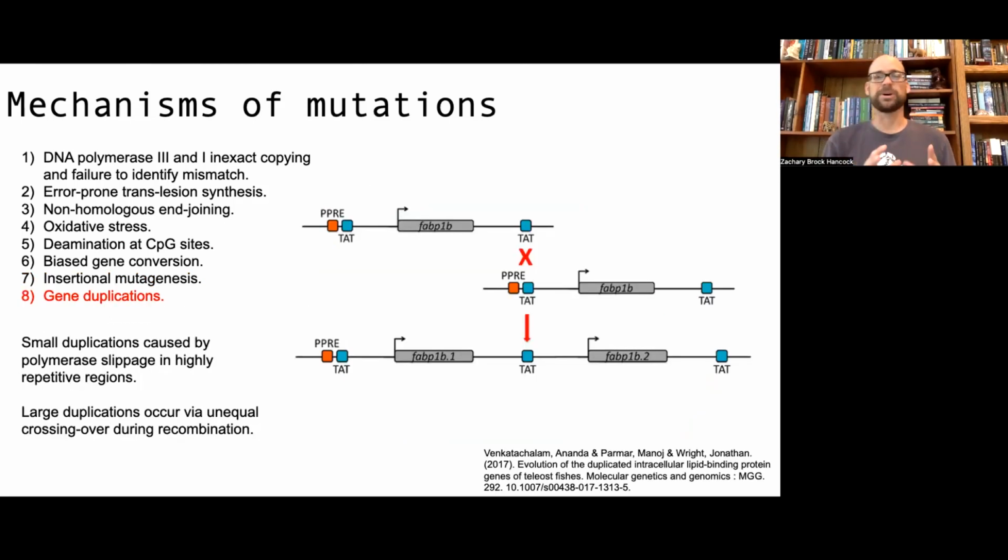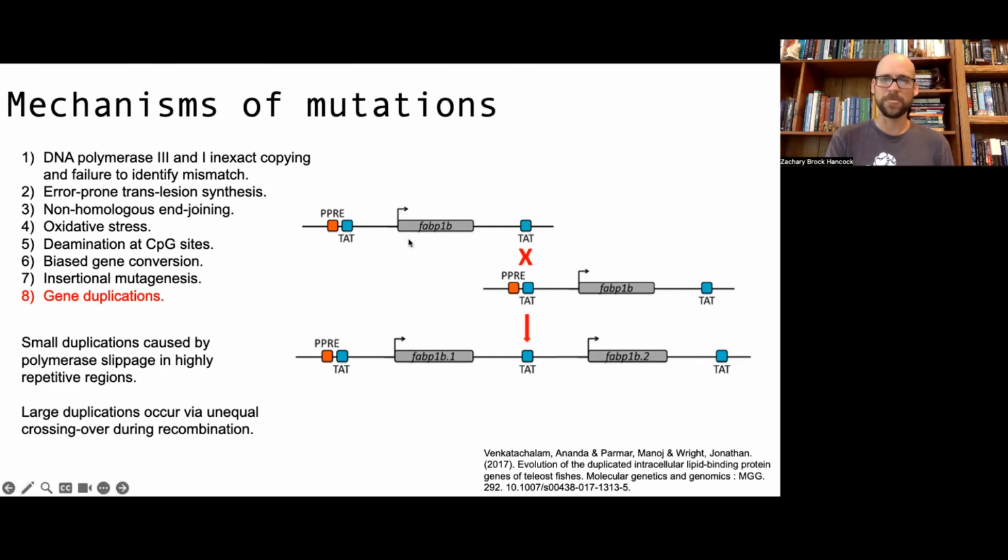So the last one I want to talk about is gene duplication. We've looked at how insertional mutagenesis can cause this, but there are other ways this can be caused as well. At a localized level, you can have small duplications caused by polymerase slipping in highly repetitive regions, like microsatellite regions that are very often used in court cases when you're identifying close relatives. But large duplications normally occur due to unequal crossing over during recombination.